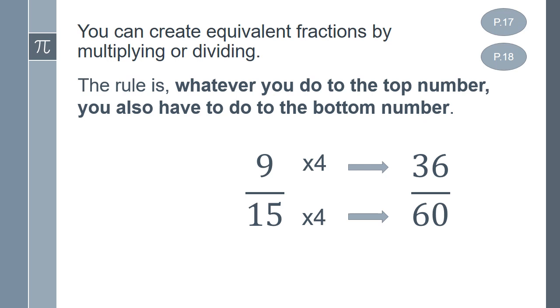What we can also do is divide those numbers, but in this case we can't just choose any number. We have to choose a number that both those numbers, 9 and 15, divide into without leaving any remainders. So let's choose 3. So we'll divide 9 by 3 and we'll divide 15 by 3. And that gives us 3 over 5.